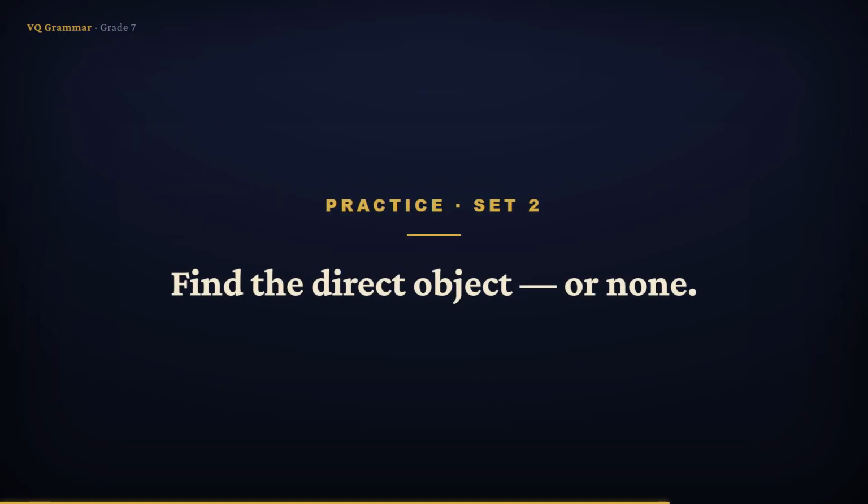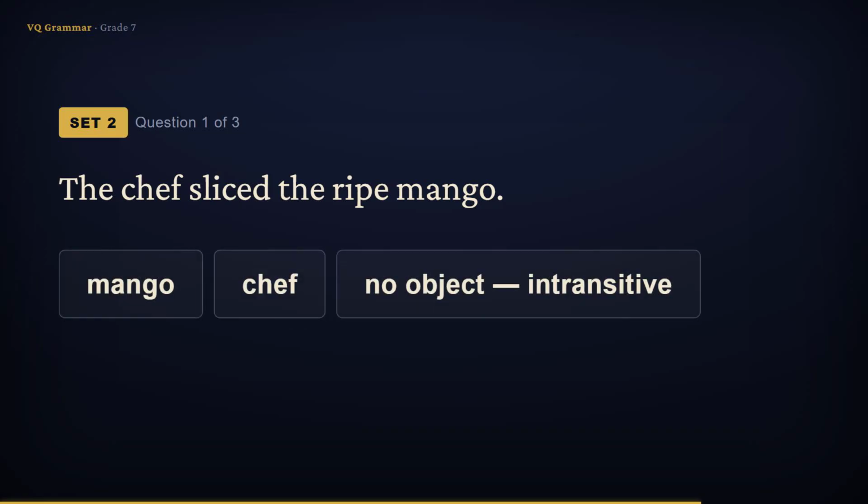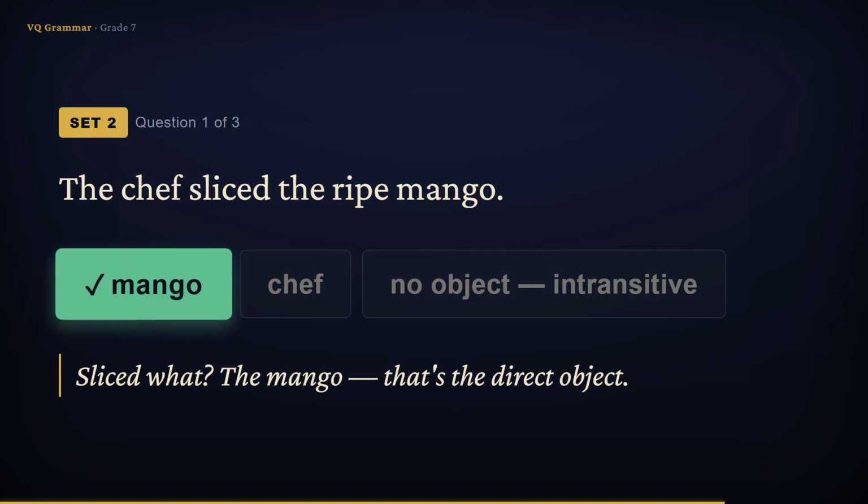Now each sentence has an action verb. Ask verb plus what or whom, and pick the direct object. But be careful, if there's no answer, the verb is intransitive and there is no object at all. Pause and try each before I answer. The chef sliced the right mango. The verb is sliced. Sliced what? The right mango. The word that receives the action is mango, so mango is the direct object. So the answer is mango.